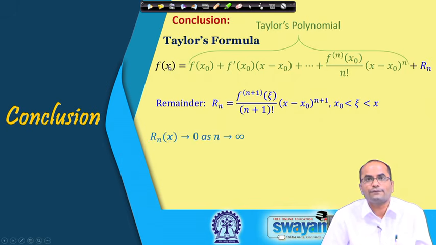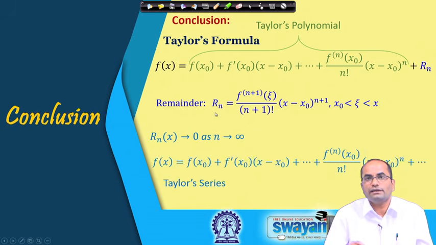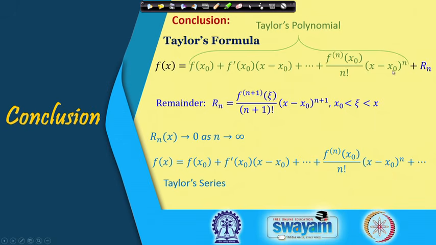The whole result is called Taylor's formula. And then we have also observed that when the remainder term R_n goes to 0 as n goes to infinity, then we can write this Taylor's formula in terms of a series, which is called the Taylor series. So, that is all.